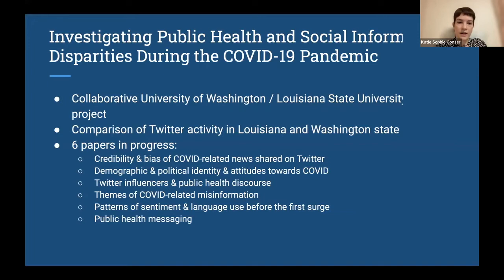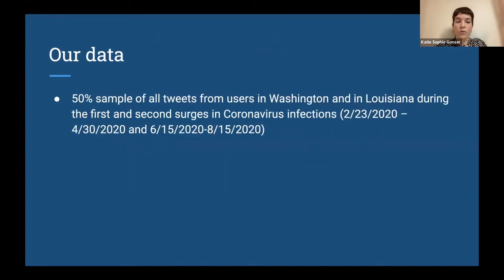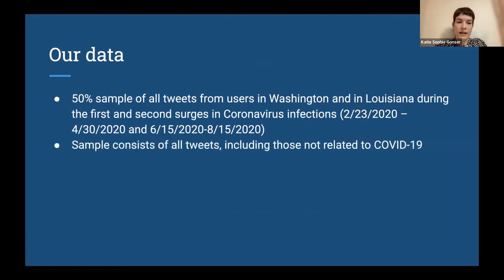So our data are a 50% sample of all tweets from users located in Washington and in Louisiana before and during the first and second surges in COVID infections in each state. So that's from the 23rd of February to the 30th of April 2020. And then the second surge is the 15th of June to the 15th of August 2020. And our sample consists of all tweets, including those not related to COVID. And we've then filtered them using COVID-related keywords. And that then allows us to contrast COVID-related discussions on Twitter with overall patterns of engagement.